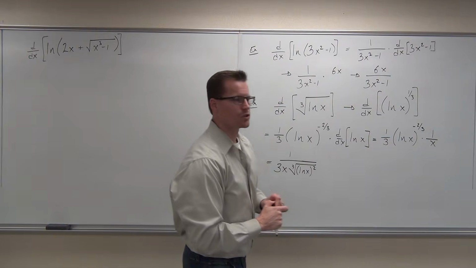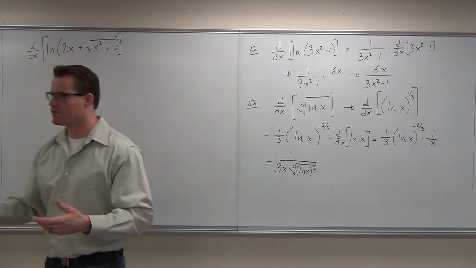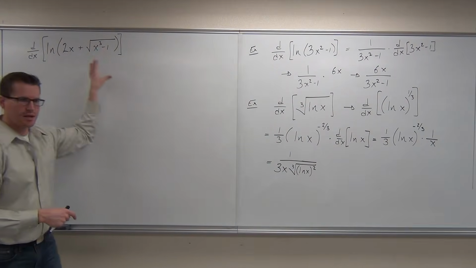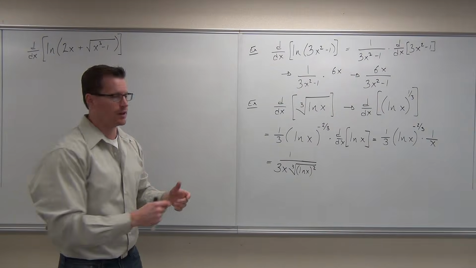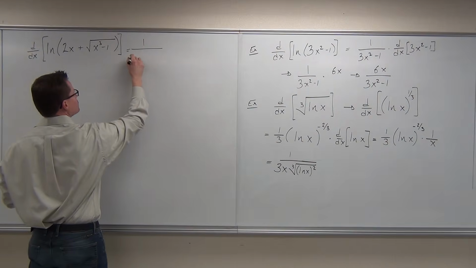What would I do first? 1 over the inside. Yeah, that's fantastic. This is a chain rule, right? The derivative of ln says you put 1 over whatever this is. I don't care what it is. That's how the chain rule works for ln. So the first thing, absolutely, is 1 over just that nasty stuff.